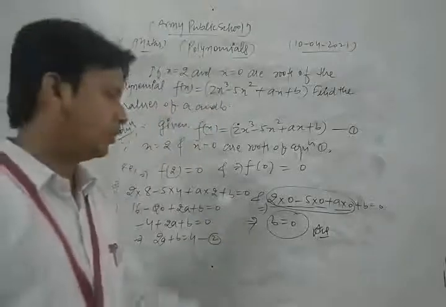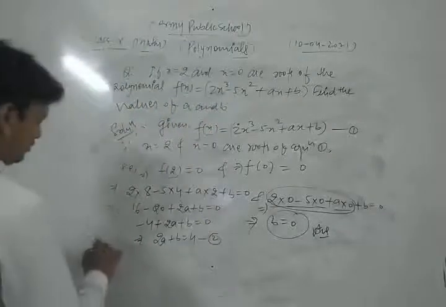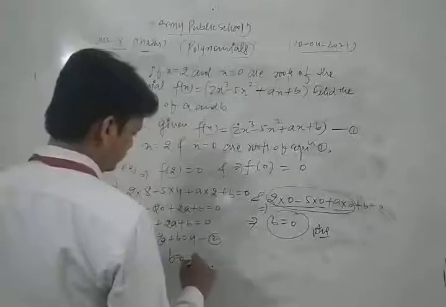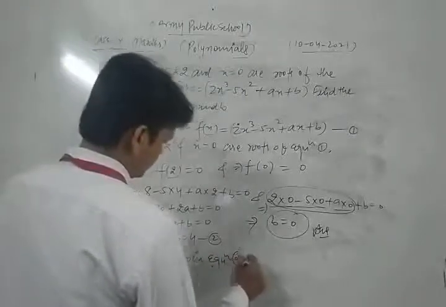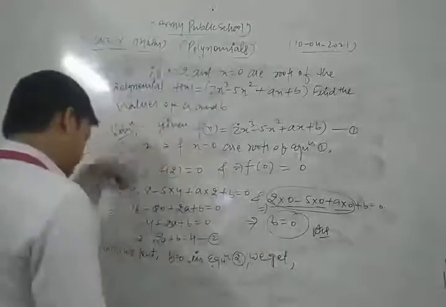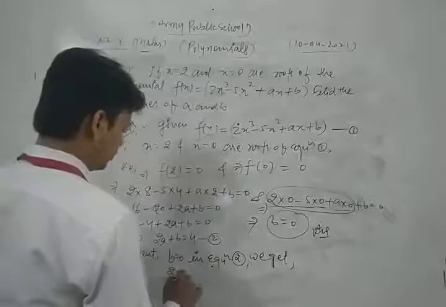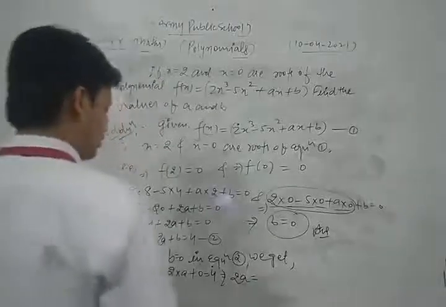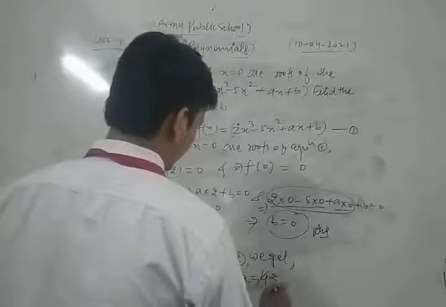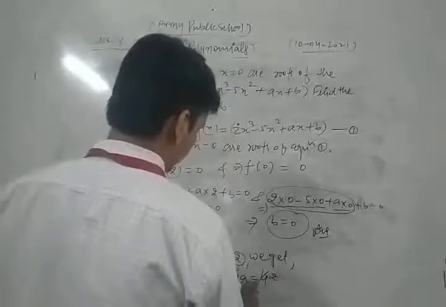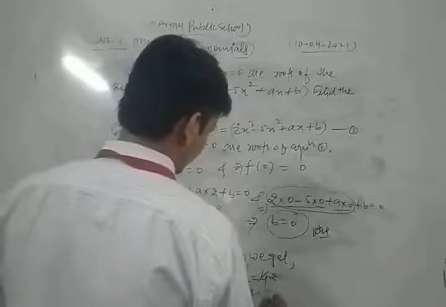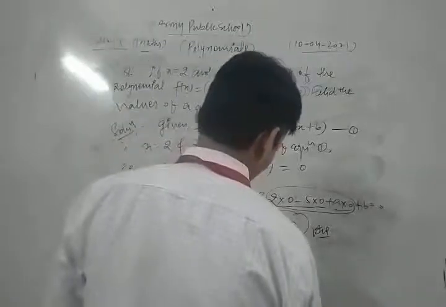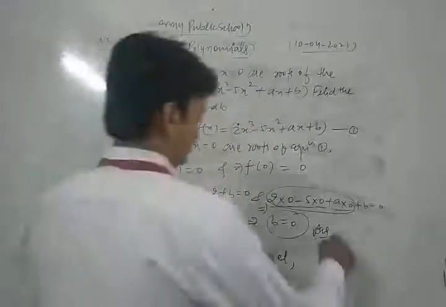Now we put the value of b in equation 2. We put b is equal to 0 in equation 2, and we get 2a plus 0 is equal to 4, that is 2a is equal to 4, so the value of a is 2. This is another answer. This is the first one.